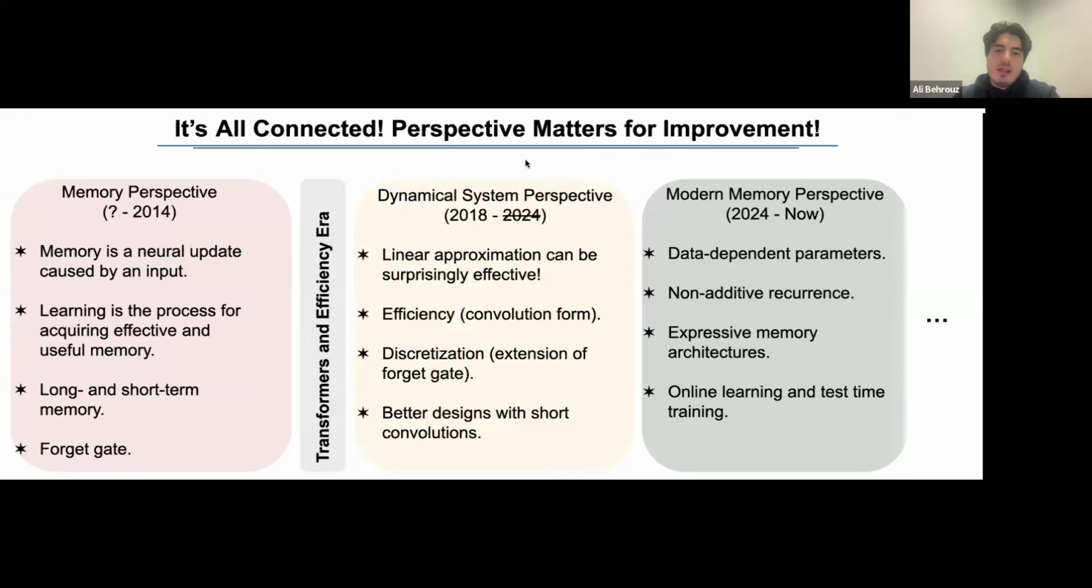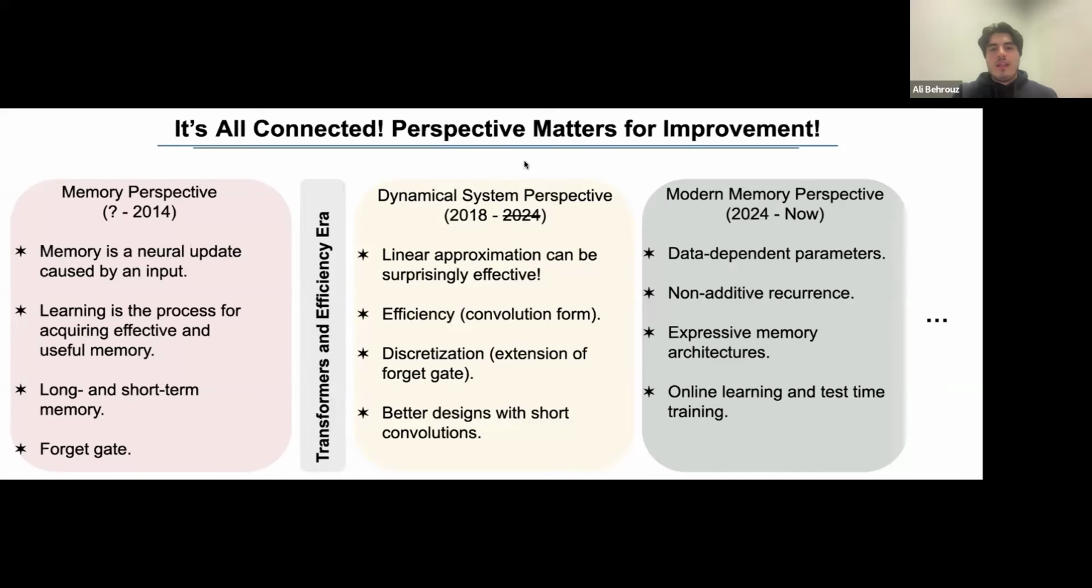Then we go to the attention or transformer era, where most of the focus is on efficiency: how we can effectively design architectures that utilize the matrix multiplication capacity of modern accelerators like GPUs and TPUs. And that perspective has been going well until now.